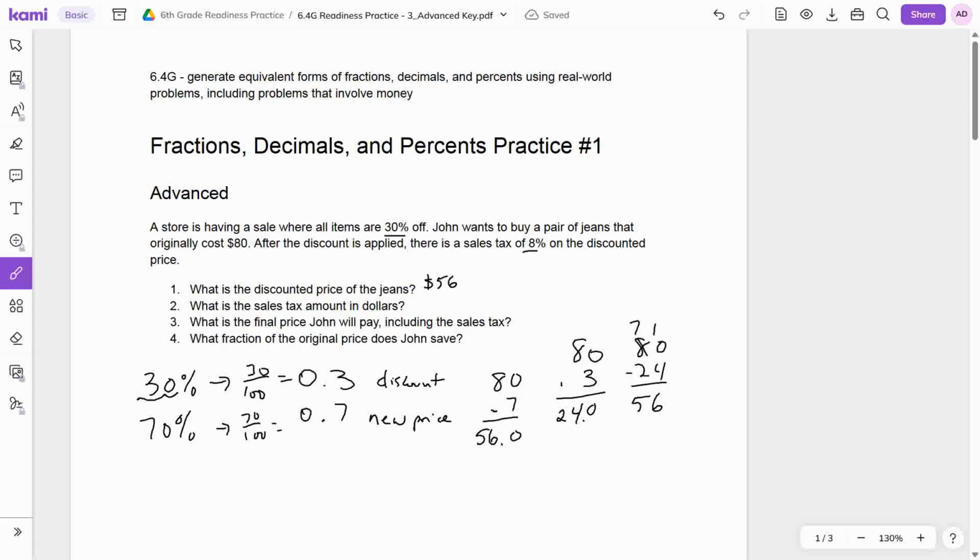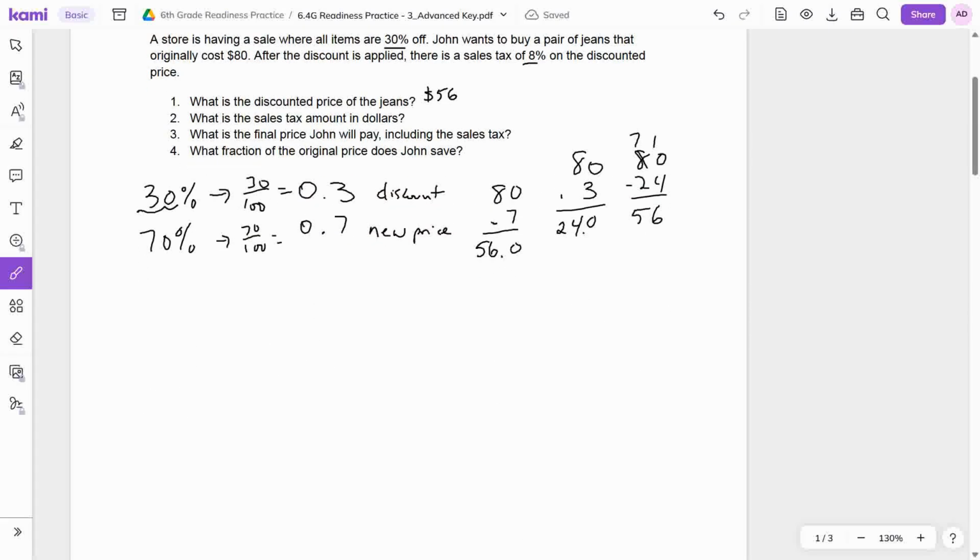Now, what is the sales tax? Well, there's an 8% sales tax. So they're only going to charge me sales tax on the new price, which is $56. So let's do 56 times 8%. When we think about it, it's 0.08, because I took my 8, and that's 8% or per 100, or I could have just moved the decimal over twice. So I have that extra 0 there. I'm going to have to keep up with that.